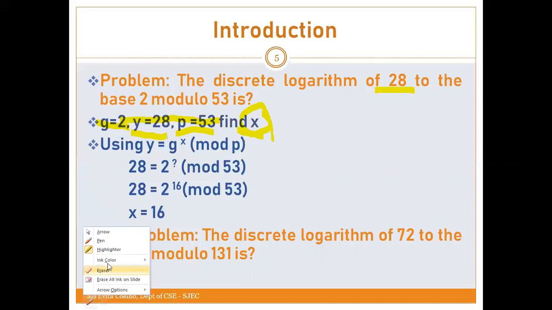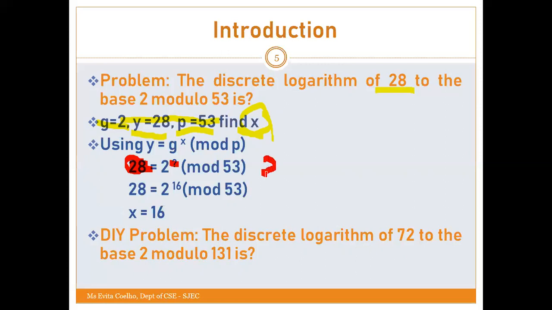So how do I find the value of x? This is the unknown I have to find. 2 raised to the power of something, modulo 53, should give me the remainder 28. That is what I have to find out. So let me start with 2 raised to the power of 1. 2 raised to the power of 1 is 2. 2 mod 53 is nothing but 2. It's definitely not equal to 28.